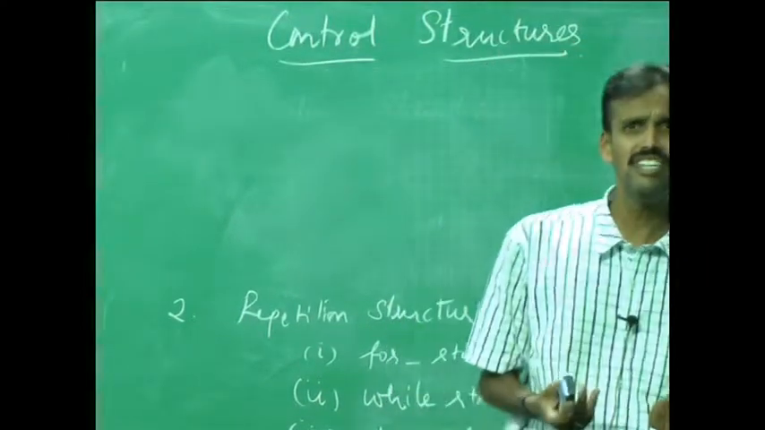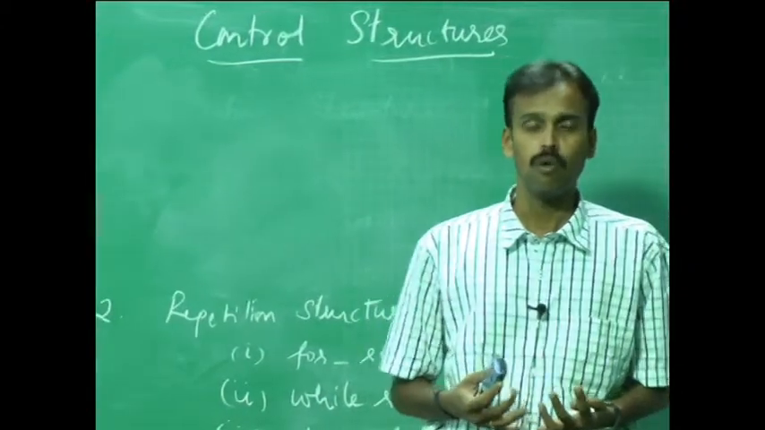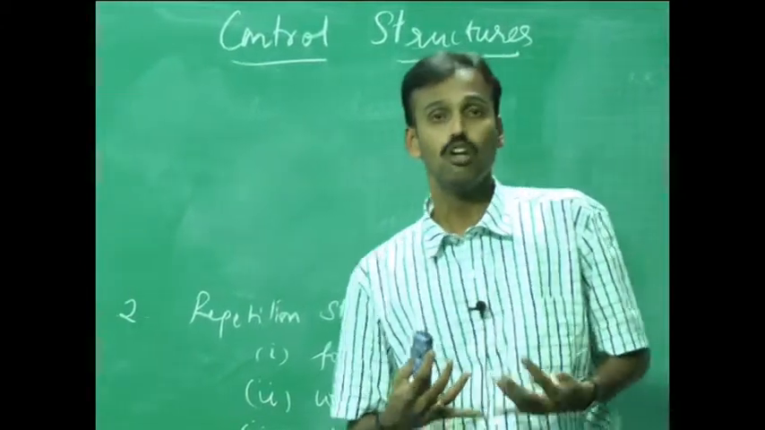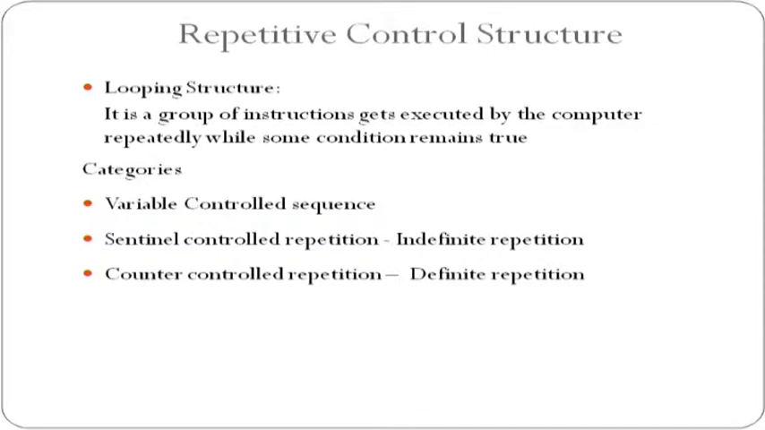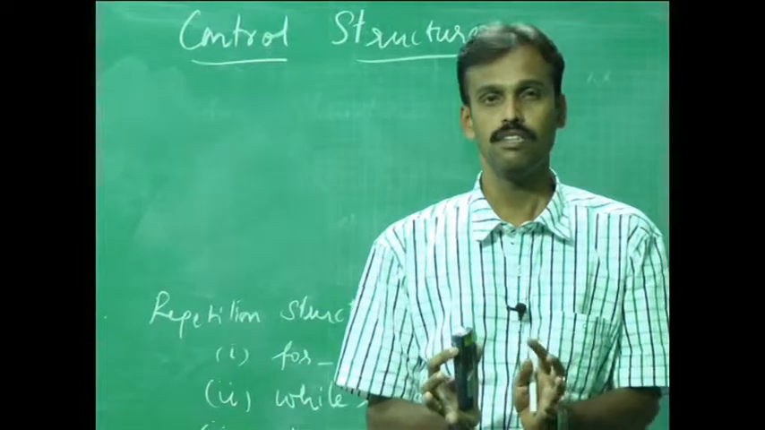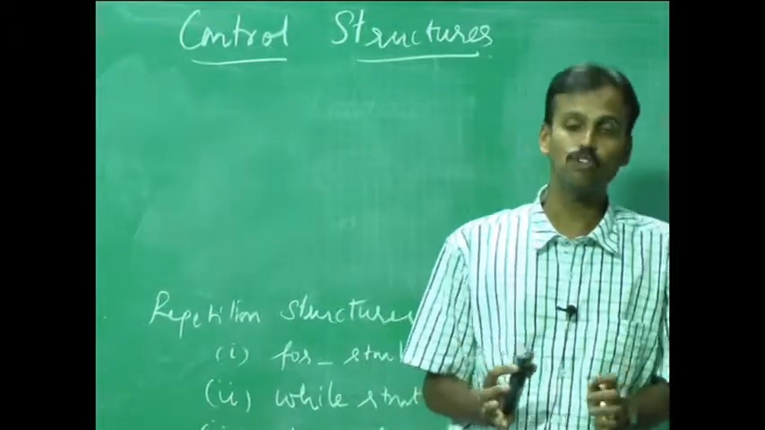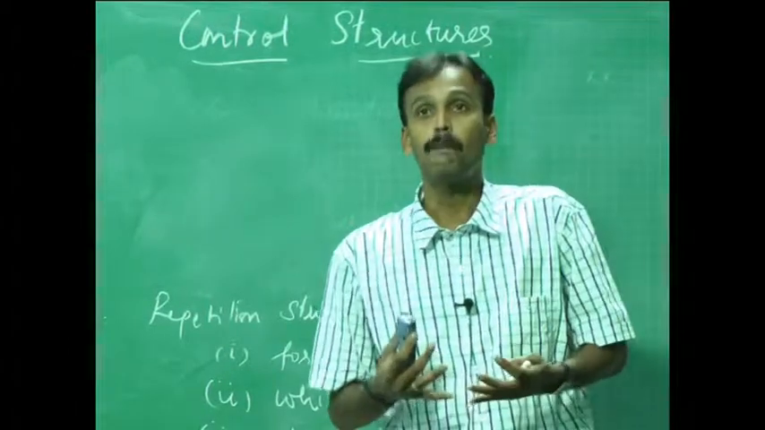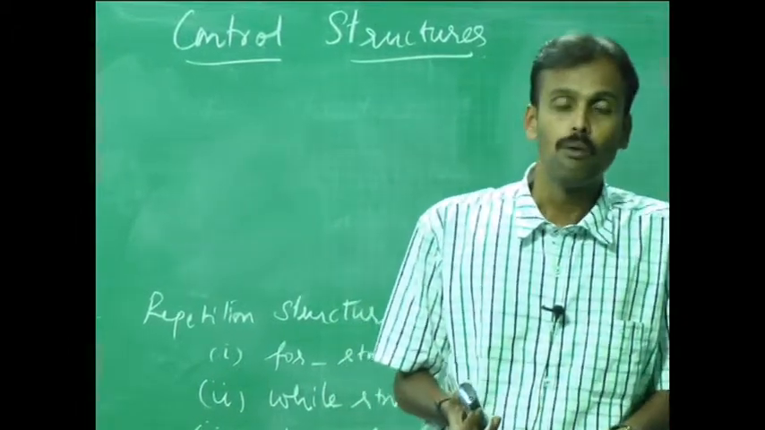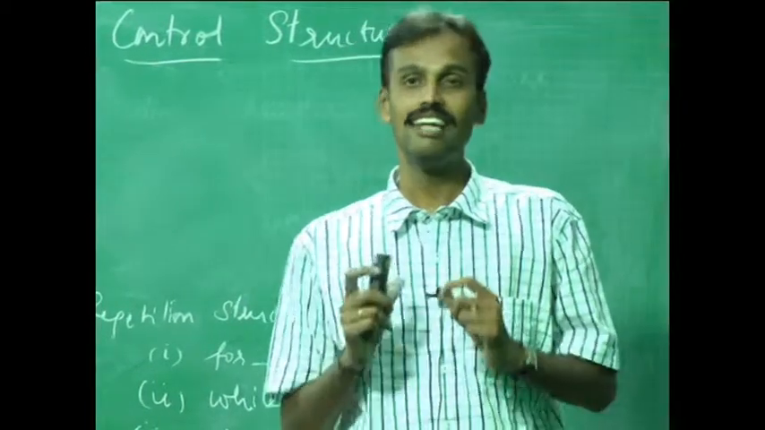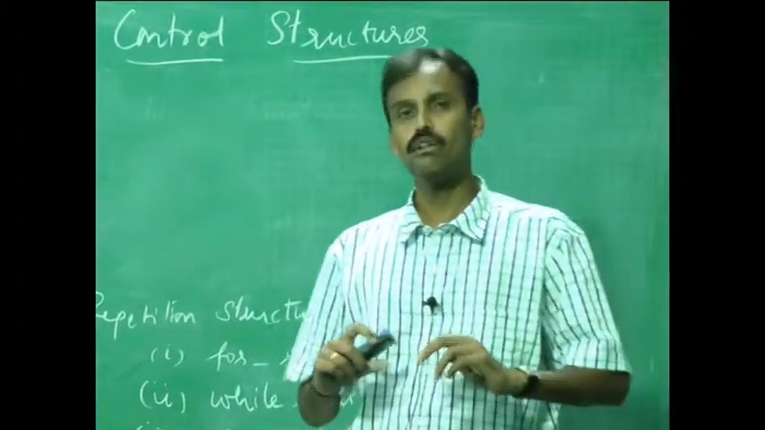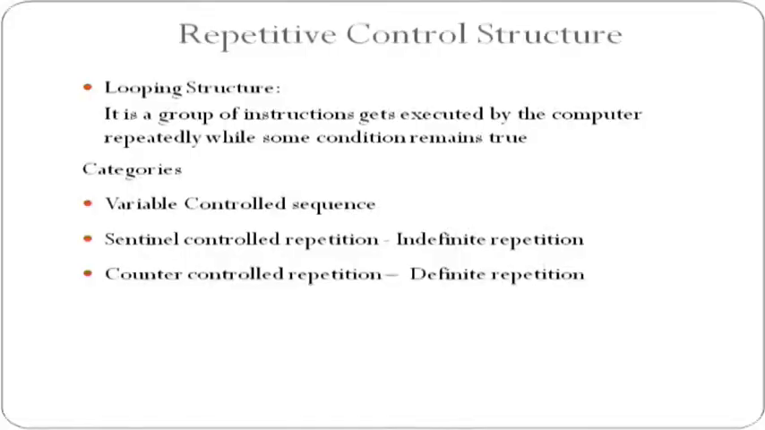Now what are the essentials for repetition? What is a loop? A loop is a group of instructions where the set of instructions get executed by the computer repeatedly while some condition remains true. This is termed to be a looping structure. I repeat again, a looping structure is a group of instructions that the computer executes repeatedly while a certain condition stays true.